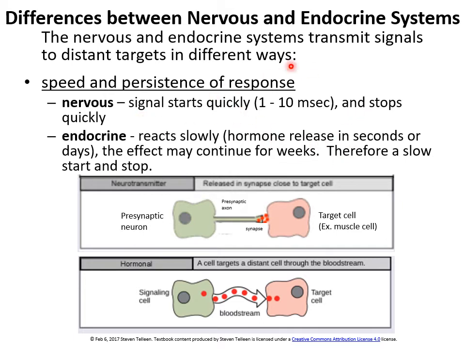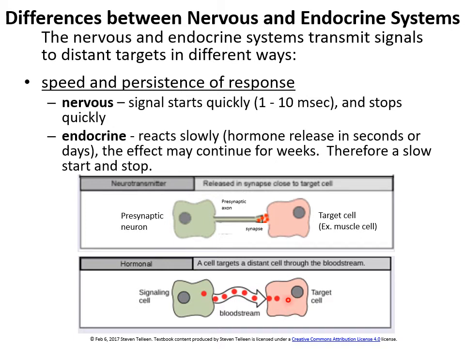It's going to start within 1 to 10 milliseconds. It's also going to extinguish fairly quickly. It's capable of shutting off very quickly. For an endocrine response, if you release a hormone into the blood, it takes a very long time for that hormone to diffuse throughout the circulatory system and reach the target tissues.